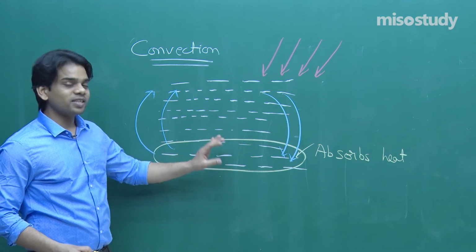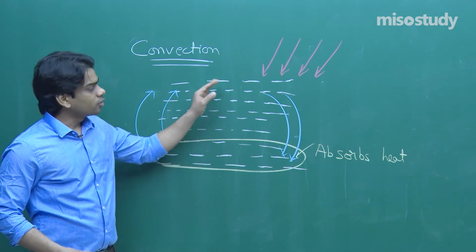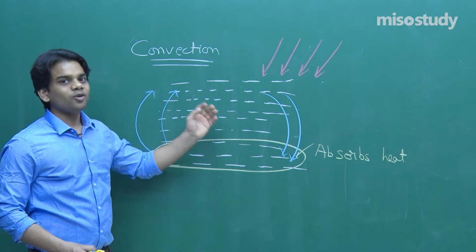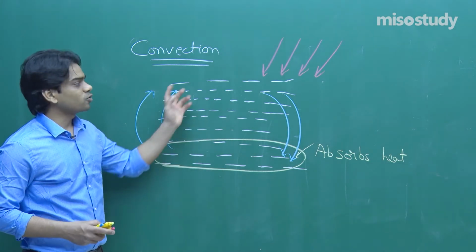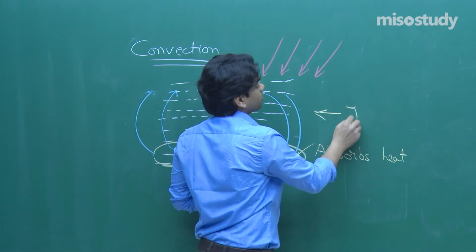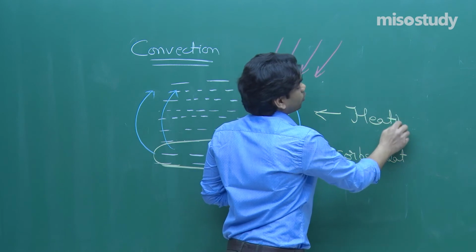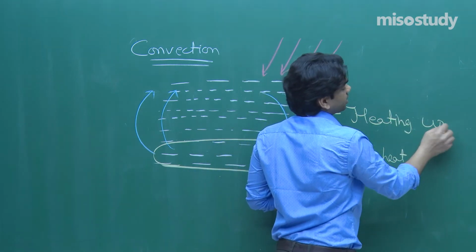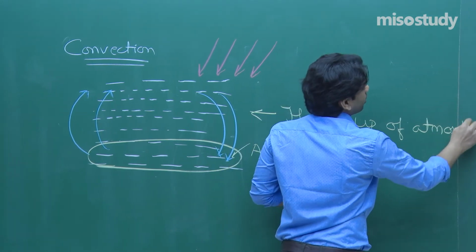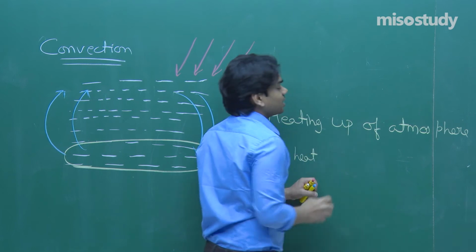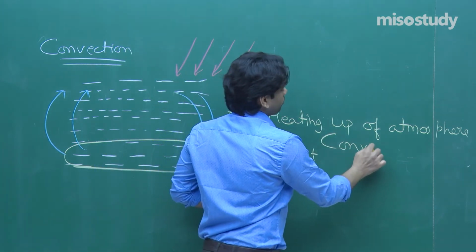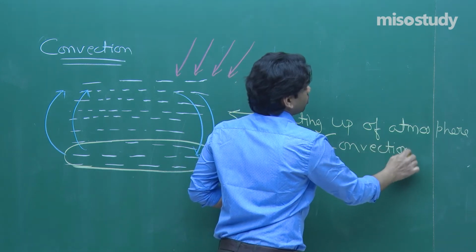Then again its density will decrease, it will rise up, the colder air will come down, and gradually this process is going to continue. And finally a uniform state will be reached when the entire atmosphere is heated up. This process of heating up of the atmosphere is done through convection. Heating of the atmosphere, that is through convection that we are observing in this case.